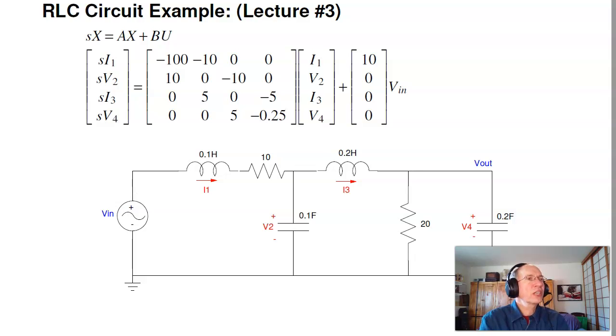So let's start out. The RLC circuit that we looked at in our last lecture is as follows. I've got two inductors, two capacitors, and two resistors. The energy in the system is defined by the current through the inductors and voltage across capacitors. So I'll make the states I1, V2, I3, and V4. And the dynamics turns out to be as follows. I've got my x dot equals Ax plus Bu. So here's your state transition matrix, your A matrix, that tells you how the energy moves about the system.